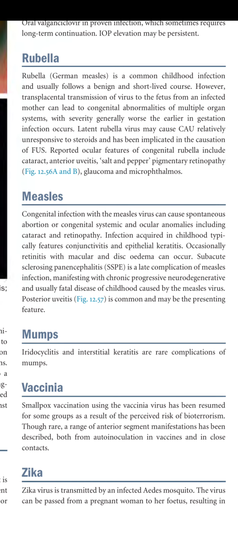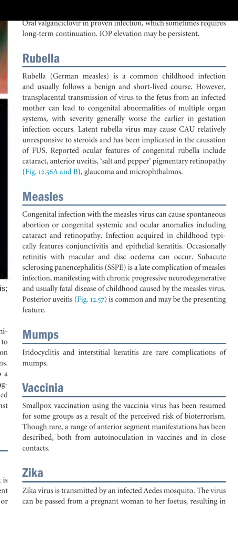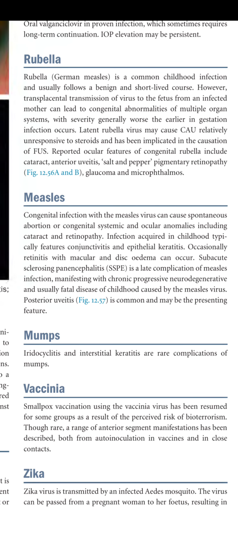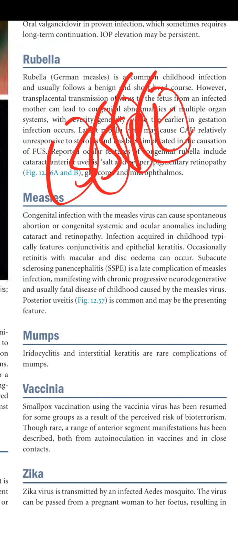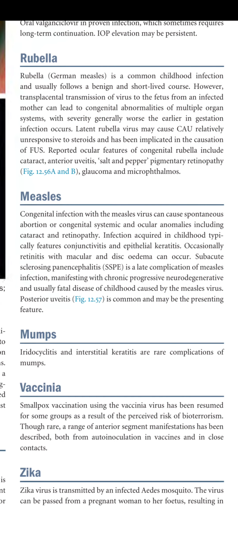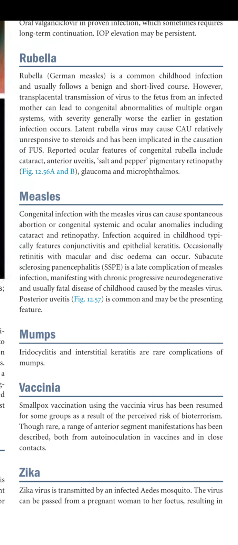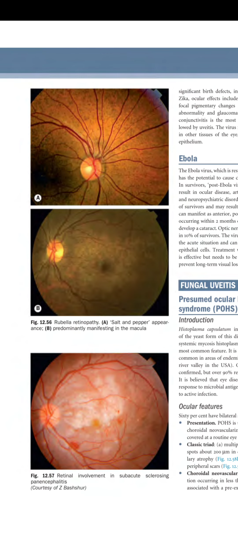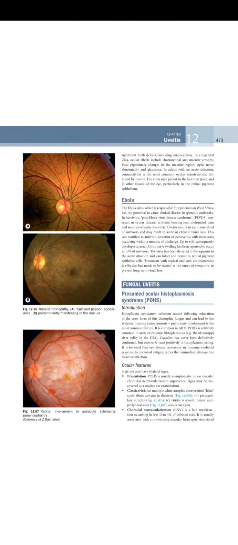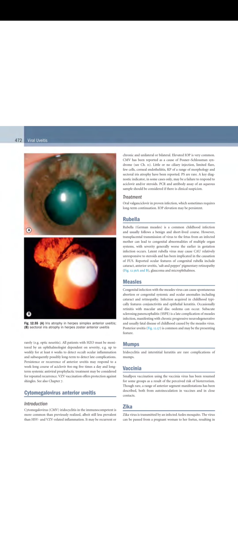Subacute sclerosing encephalitis is a late complication of a measles infection, manifesting as a chronic progressive neurodegenerative and usually fatal disease of childhood caused by measles virus. So measles virus causes SSPE, subacute sclerosing panencephalitis, which is basically a progressive neurodegenerative disease. Posterior uveitis is common and may be the presenting feature. Figure 12.57 is showing posterior uveitis, retinal involvement in subacute sclerosing panencephalitis.